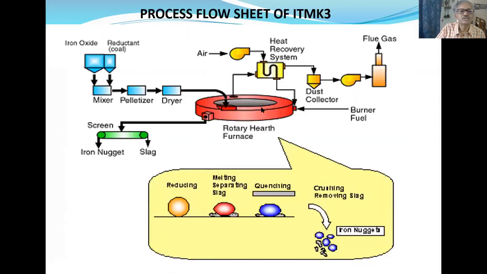And this is also basically the ITMK3 process. As I said, in the high temperature zone you can have iron slag metal separation, and you can get the iron nuggets. And these iron nuggets you can hot charge in the plant itself if you have an electric arc furnace, or you can melt them.